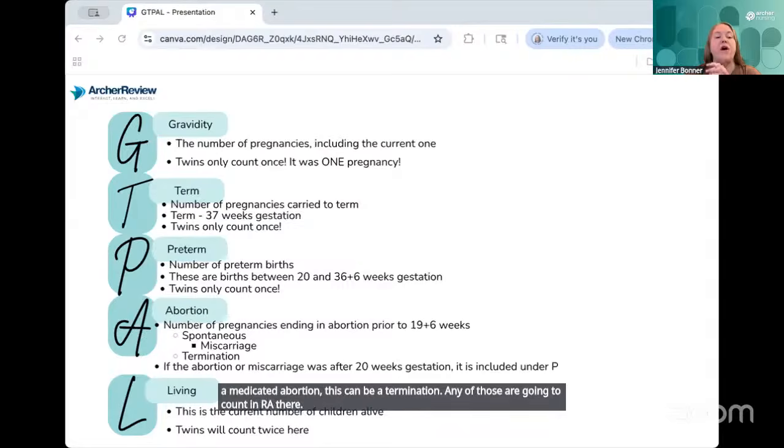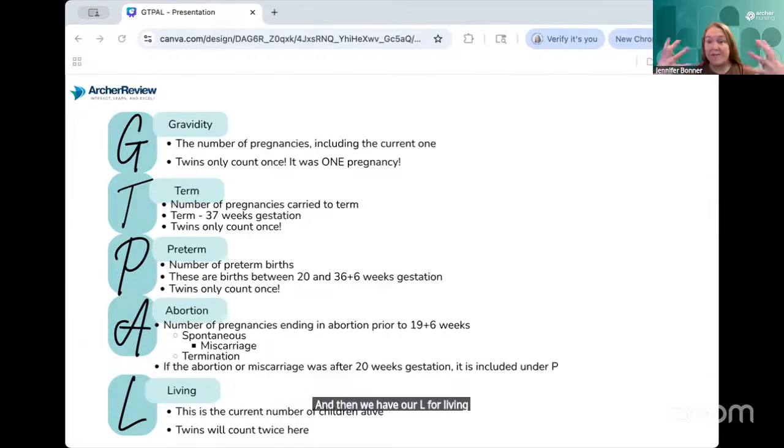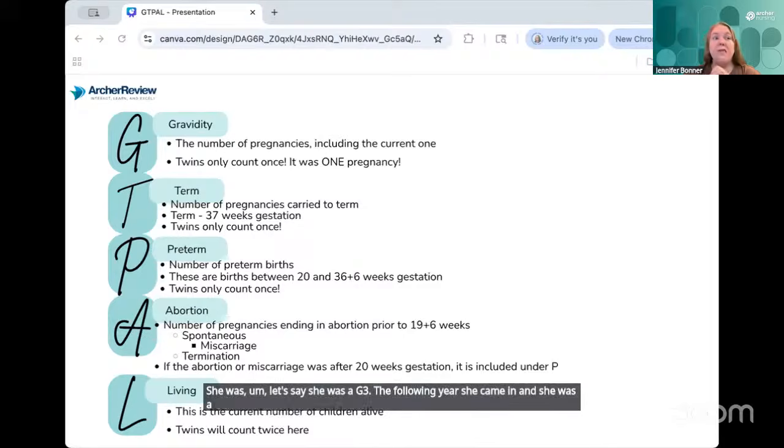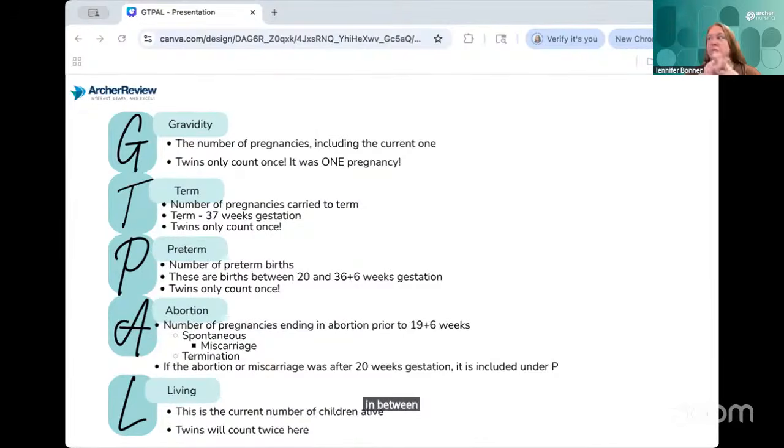And then we have our L for living. Now, this is a fluid number. It can change from year to year. So when I was working in the clinic, I had a woman who came in. Let's say she was a G3. The following year, she came in and she was a G2. So what do you think happened in between year one and year two? Let me know in the webinar chat.